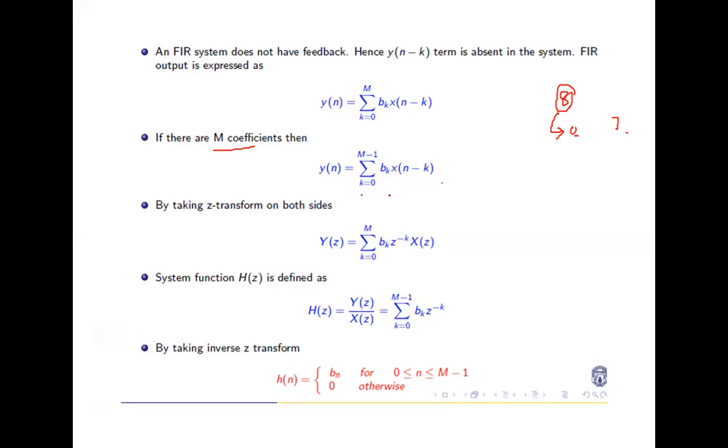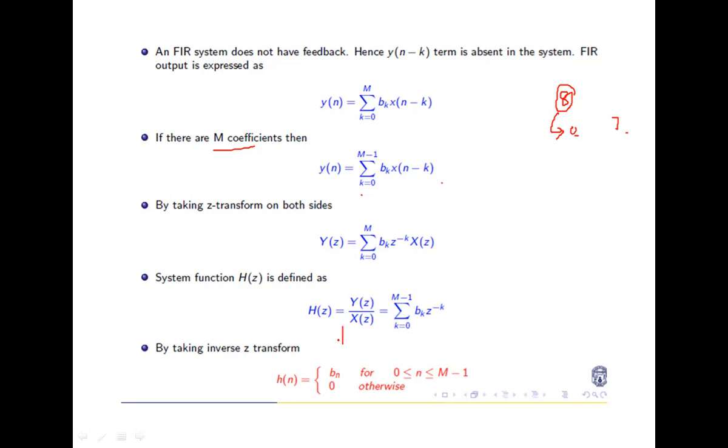Now, if I take a z transform on this, I get Y of z equals summation k equals 0 to M, b_k z power minus k X of z. Then again, we know that the system function or the transfer function is defined as H of z equals Y of z divided by X of z, which equals summation k equals 0 to M minus 1, b_k z power minus k.